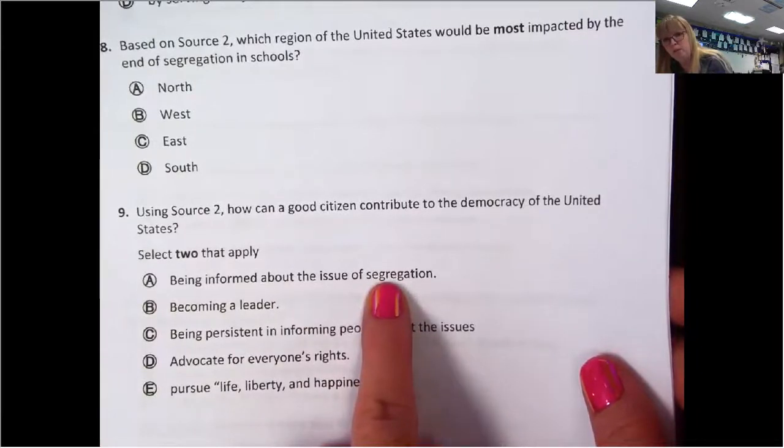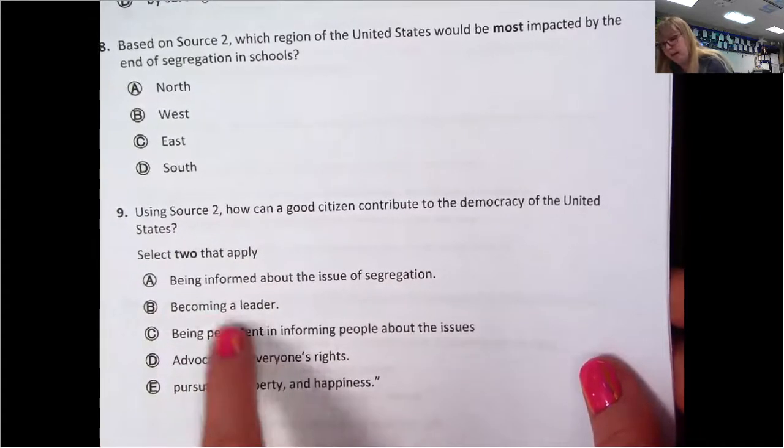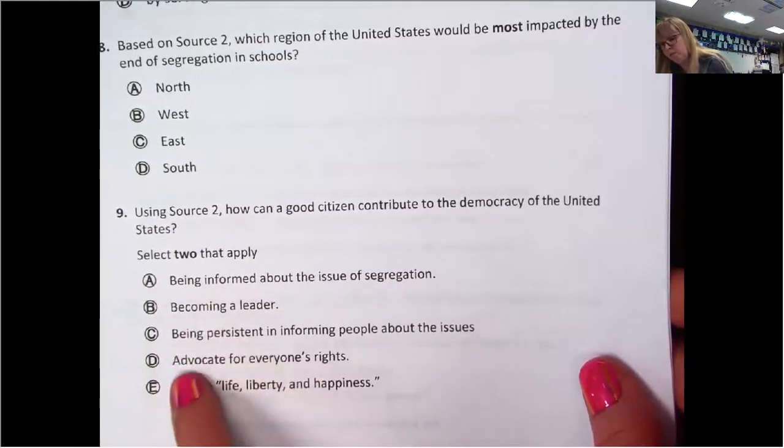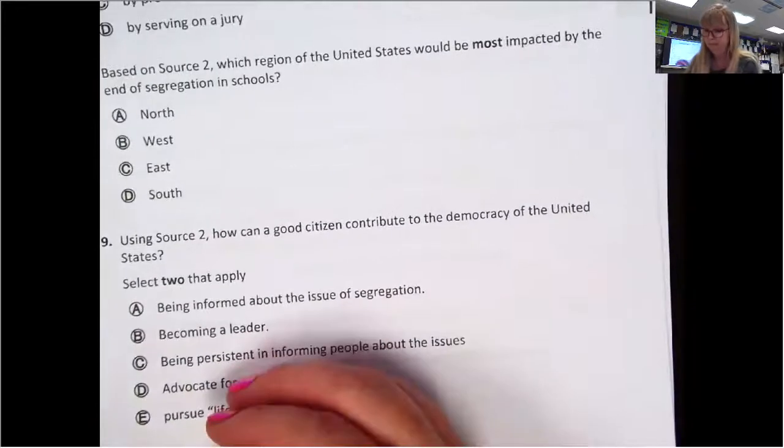And the other thing that a person can do is advocate for everyone's rights. Advocate for everybody's rights. So it's D. A, be informed, and D, advocate for everyone's rights. Got it? All right.